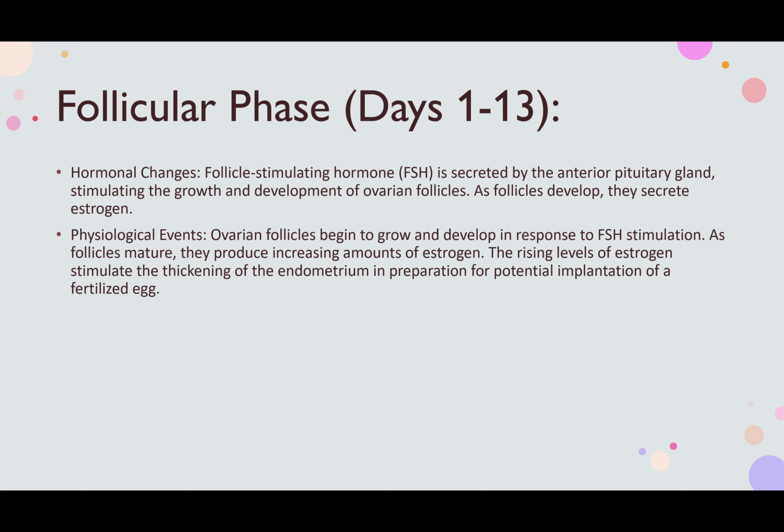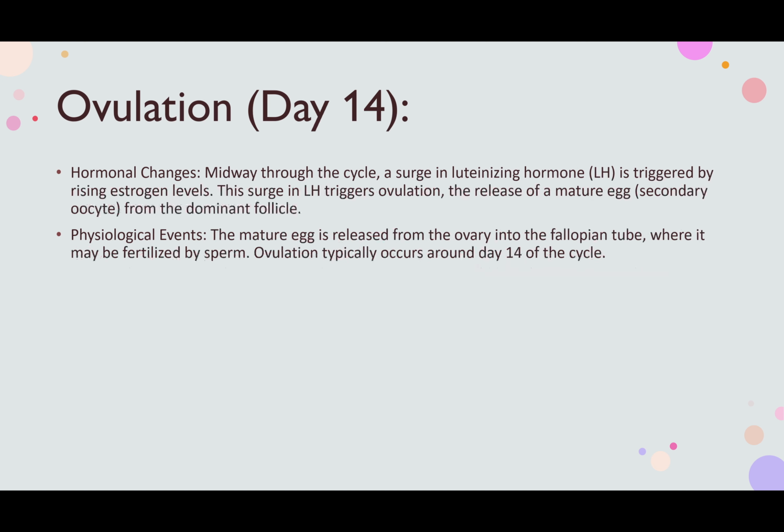As the follicles mature, they produce increased amounts of estrogen. The rising levels of estrogen stimulate the thickening of the endometrium in preparation for the potential implantation of the fertilized egg. Somebody told me that progesterone was to thicken the endometrium. Progesterone maintains the thickness of the endometrium. It maintains it. Okay? So I have that there.